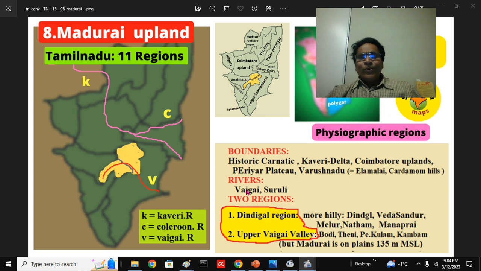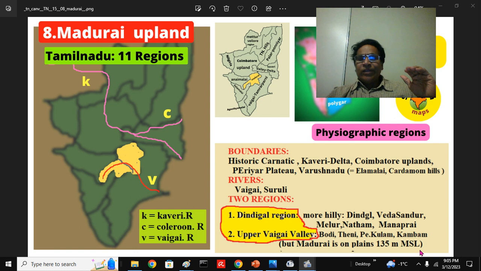What are the two regions in this? Dindigul region in the north, I see this dark area. North is Dindigul. This is the upper Vaigai valley, also called Suruli valley. The northern Dindigul is more hilly. It contains Dindigul, Vedasandur, Melur, Natham and Manaparai, which used to be part of Tiruchirappalli district. And the valley itself is Bodi, Theni, Periyakulam and Kambam. Remember, Madurai itself is not in this upland region, that is in the Vaigai basin, Tamraparni basin.